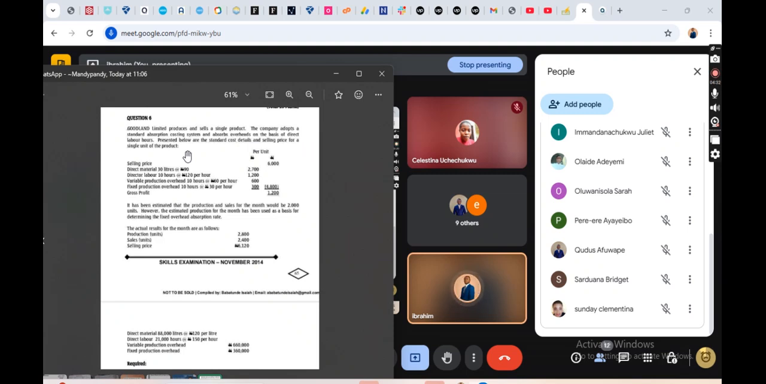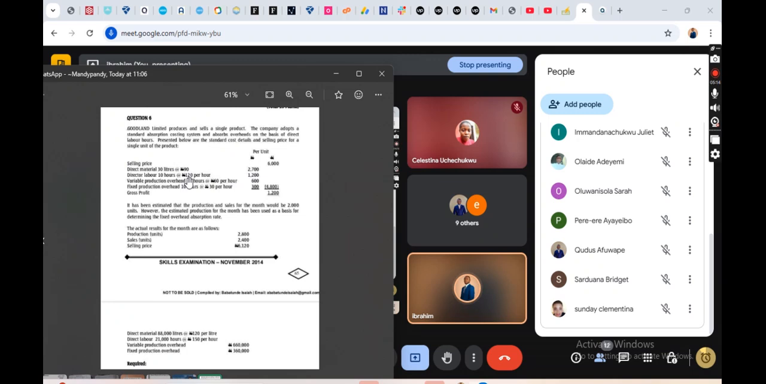So presented below are the standard cost details and the selling price for a single unit of the product. The selling price is 6,000. You're given the selling price. Can you see it? Now, all this information, standard cost details, is what we call the standard cost card. All the information here is called the standard cost card.